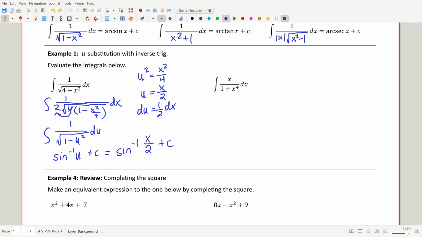Don't miss this part, the fact that it's u that you're plugging back in here. You know what I mean? It's the sine of inverse sine of u. So it is the inverse sine of x over 2, not x squared over 4. Questions on that one?